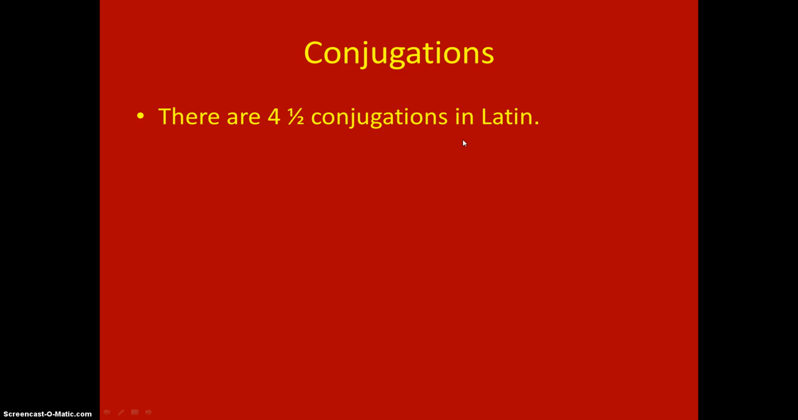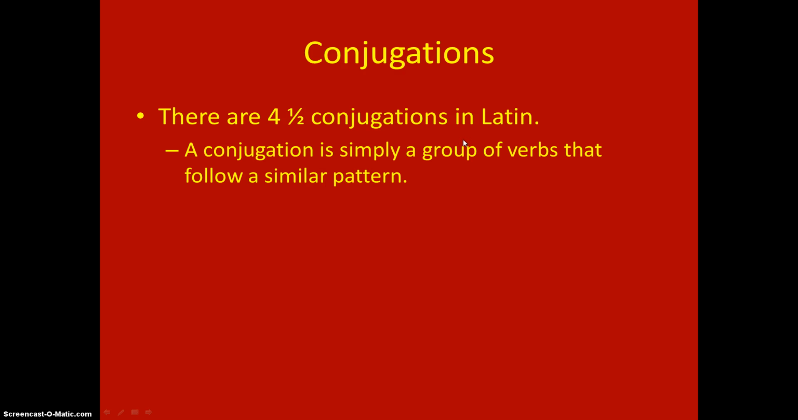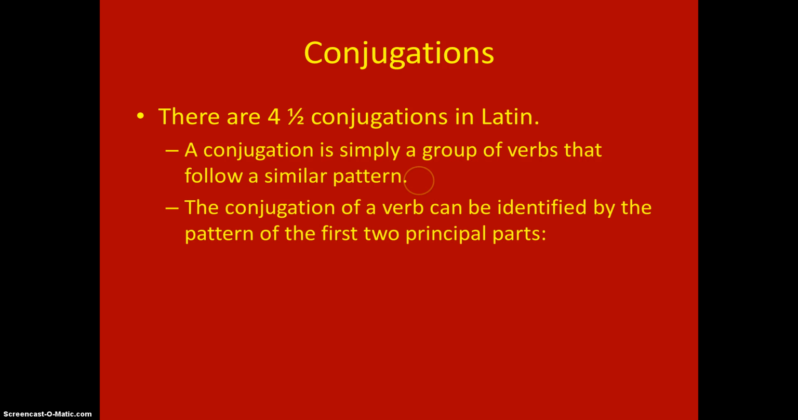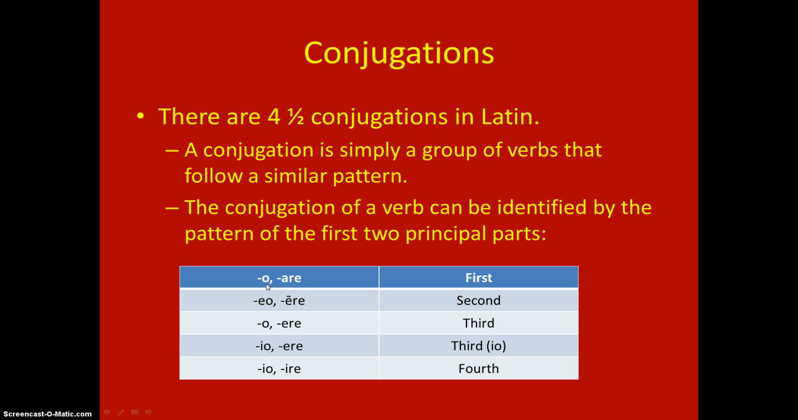Alright, conjugations. A conjugation is just a group of verbs that follow a similar pattern, and Latin has 4.5 of them. Okay? You can identify the conjugation by looking at the first 2 principal parts. If they end in O and ARE, then that verb is first conjugation. If they are EO, then long ERE, the verb is second conjugation. If it's O and short ERE, the verb is third. IO, short ERE, the verb is what we call third IO. This is that half conjugation we mentioned here. And then if it's IO, IRE, that verb is fourth conjugation.